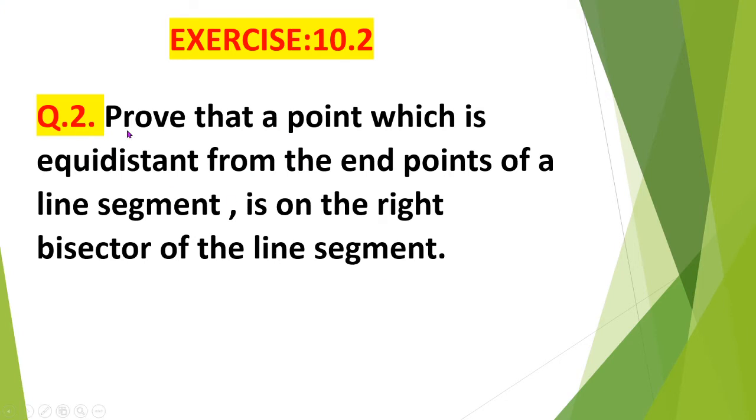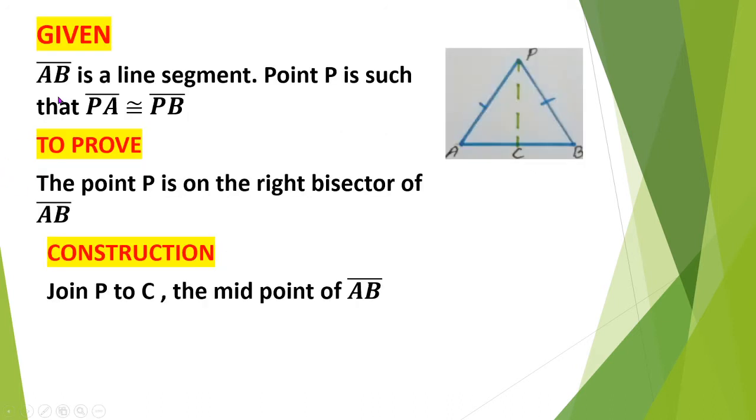The question is, prove that a point which is equidistant from the endpoints of a line segment is on the right bisector of the line segment. Equidistant means at equal distance. So according to the proof, AB is a line segment and point P is such that PA is at equal distance, PA is congruent to PB.